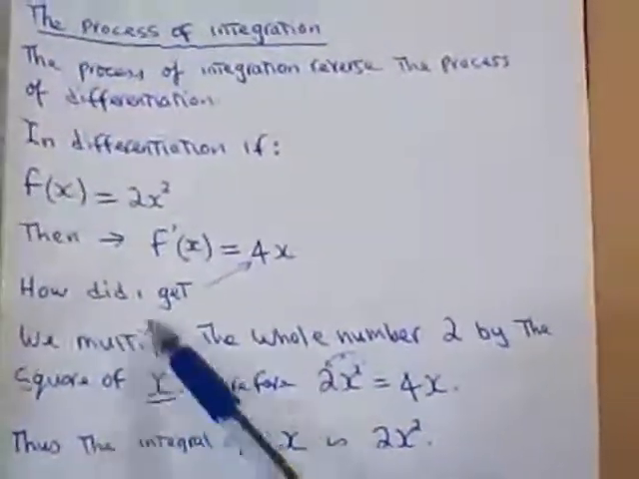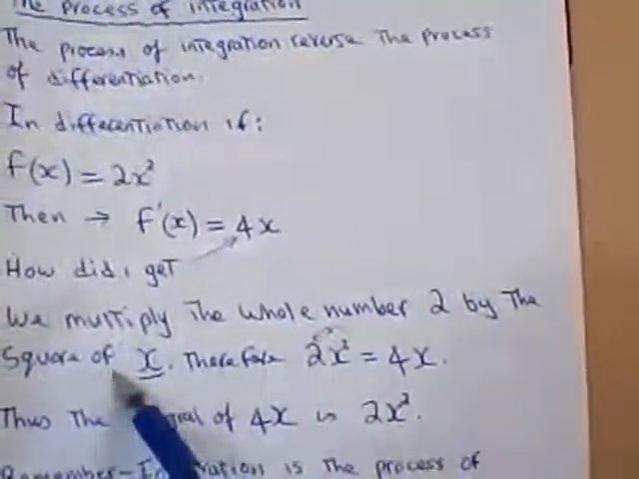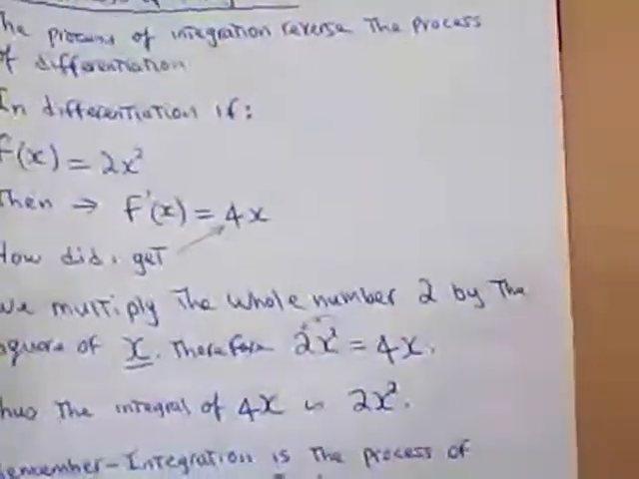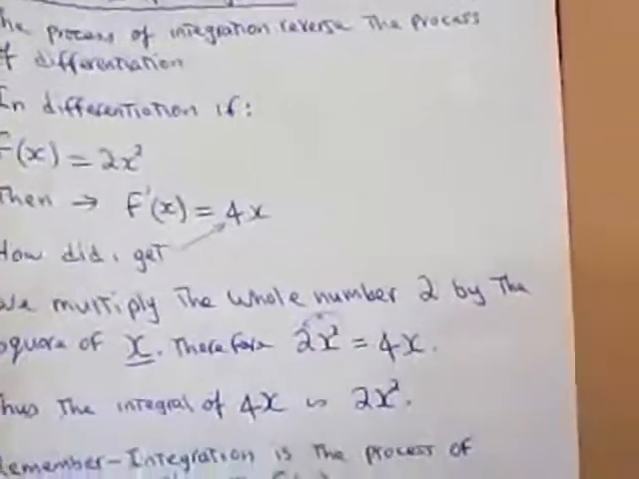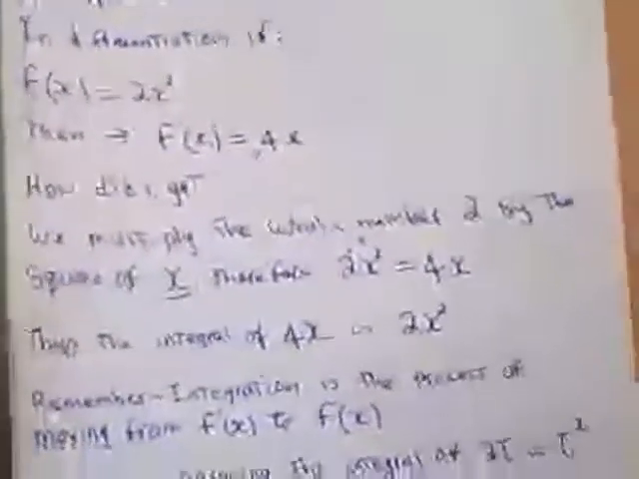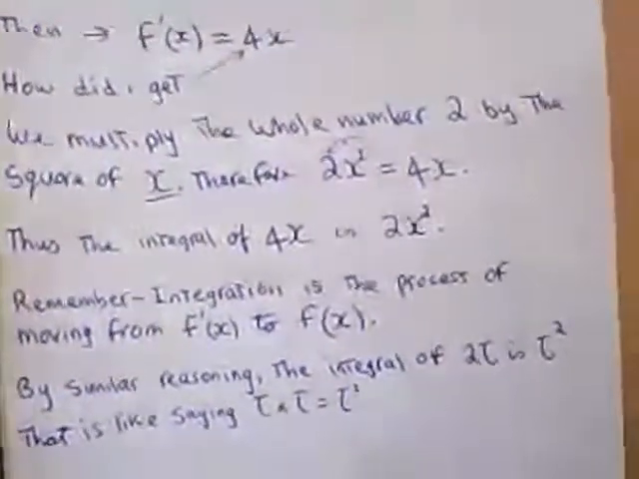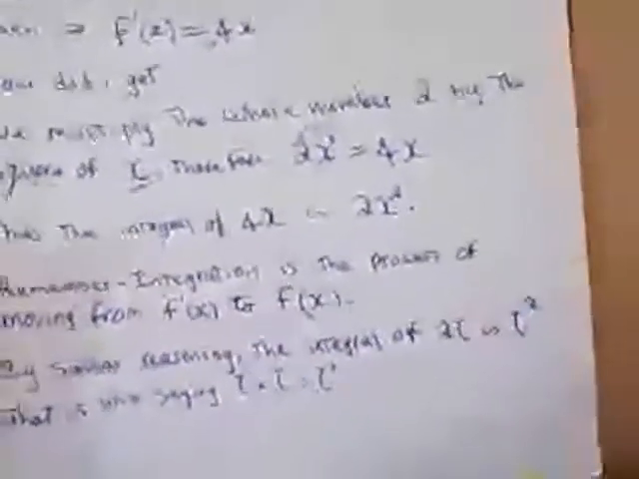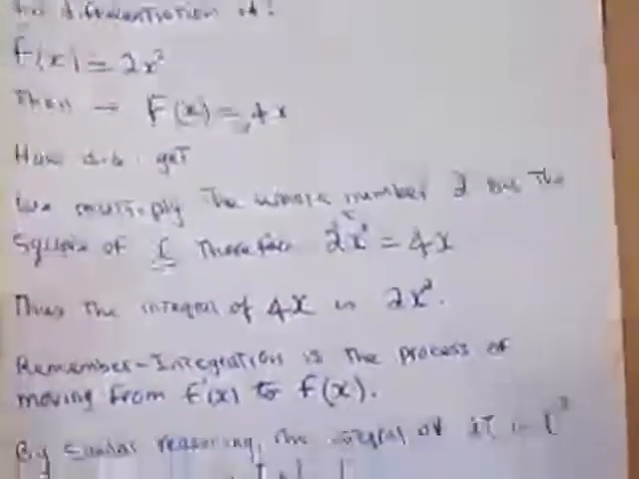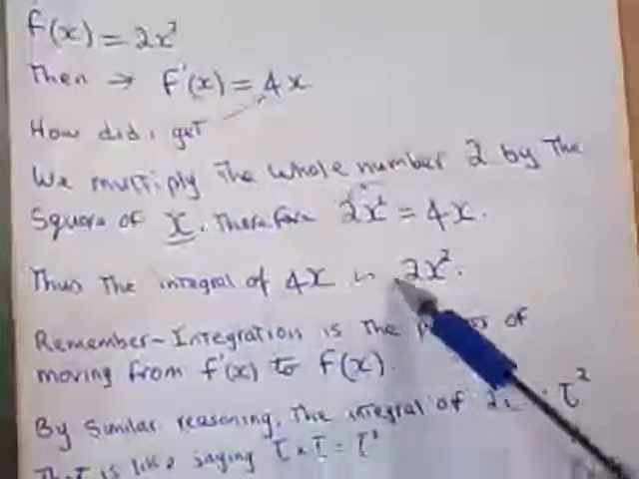Now, how did I get this? Now, we multiply the whole number 2 by the square of x. Therefore, 2 times 2 would be 4, equals 4x. Now, that's the way I have approached it in order to try to show a method that may work for some individuals who may not grasp the concept of it directly, okay? Now, the integral of 4x is 2x squared.